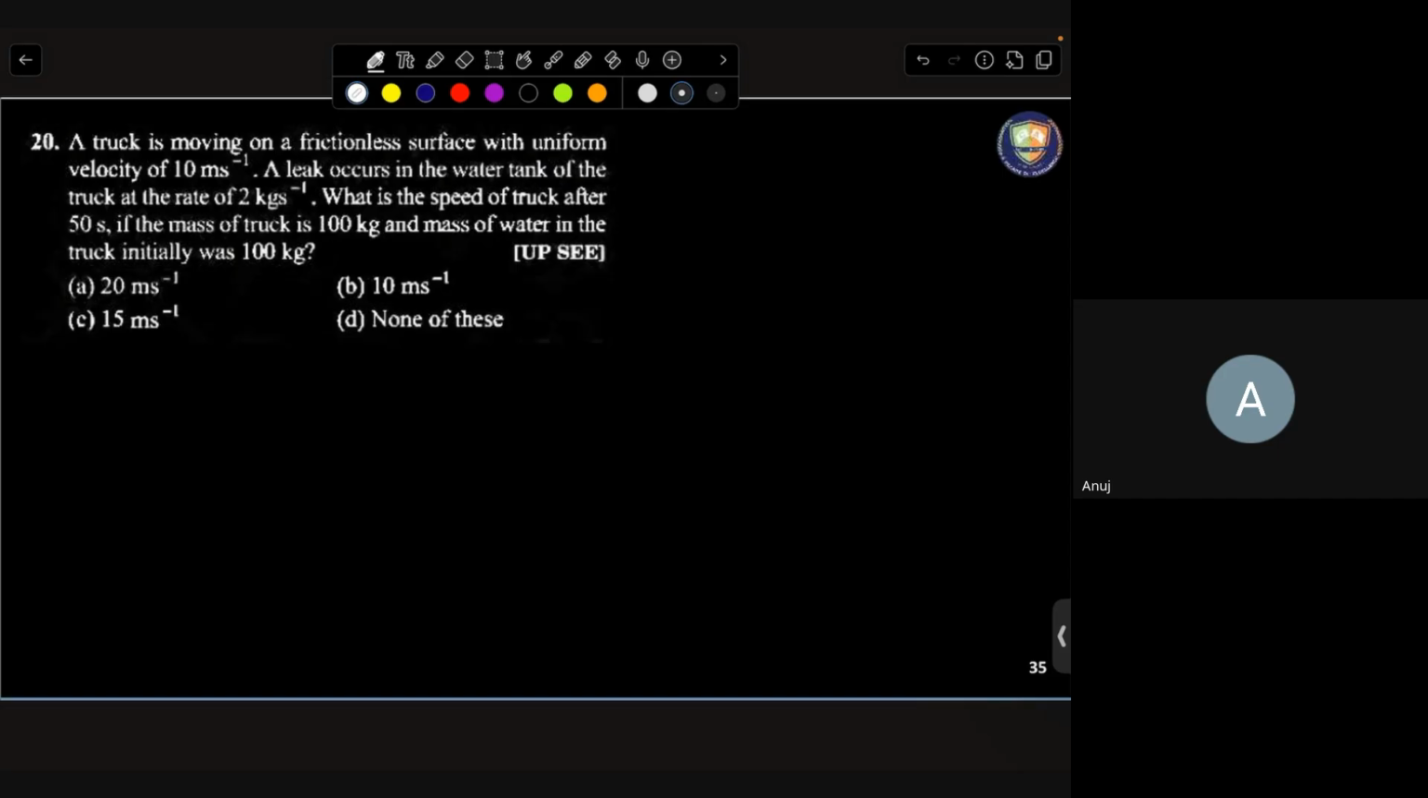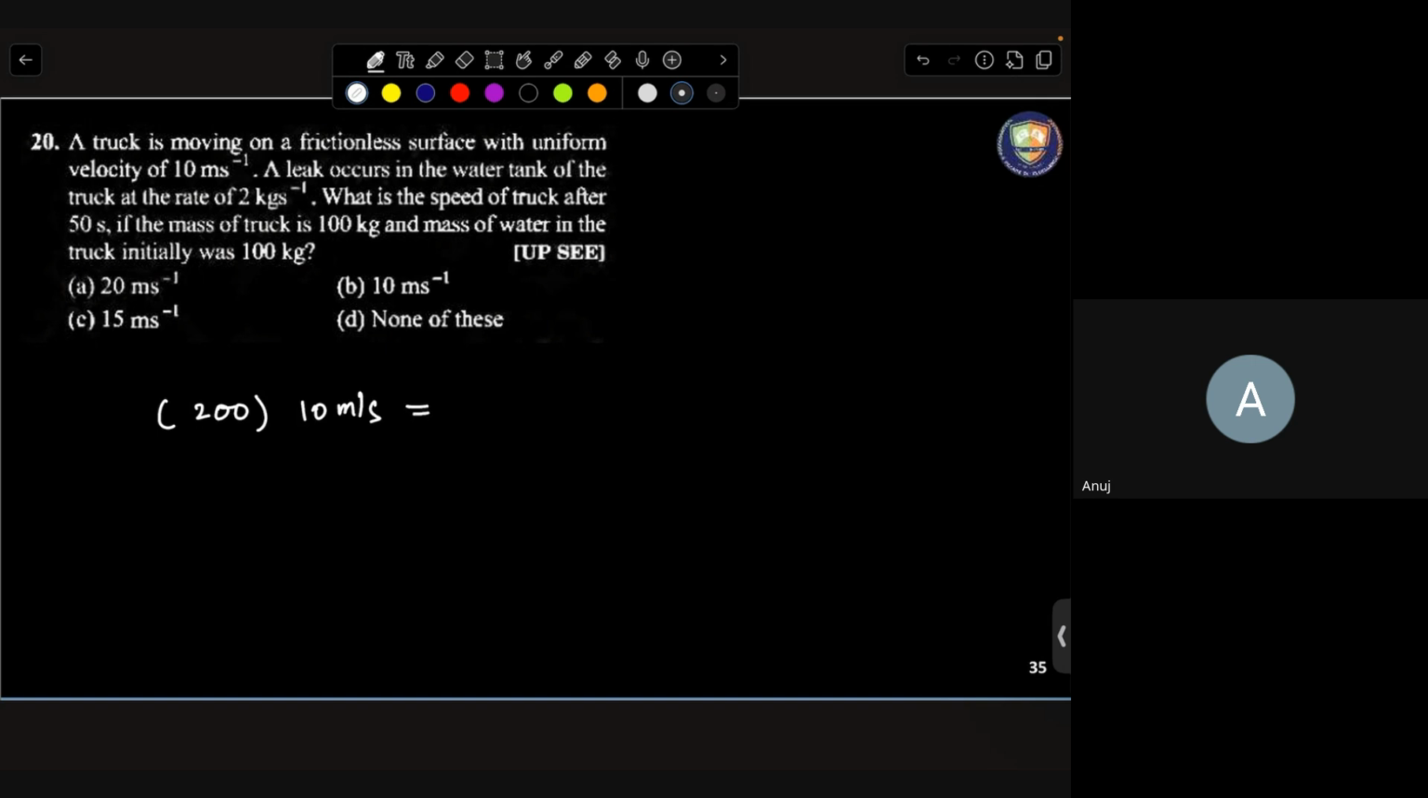So a truck is moving on a frictionless surface with uniform velocity 10 meter per second. A leak occurs in the water tank of the truck. See, in this question, the word leak is there, so you can assume that the water is not coming out with a certain velocity. It's just seeping to the ground. So no momentum is generated or destroyed there. So you can say the initial momentum of the system: 100 kg is the truck, 100 kg is the water. So the initial mass is 200 and the whole mass is moving with 10 meter per second.